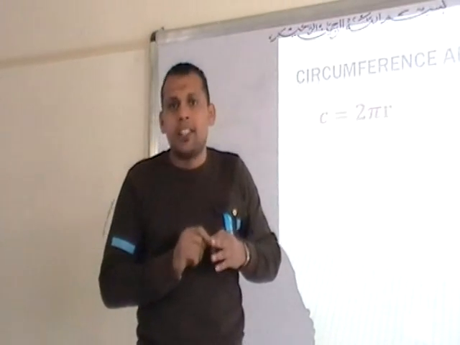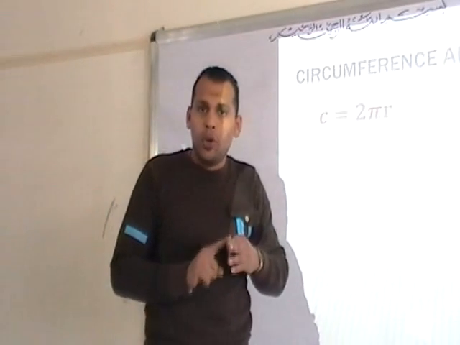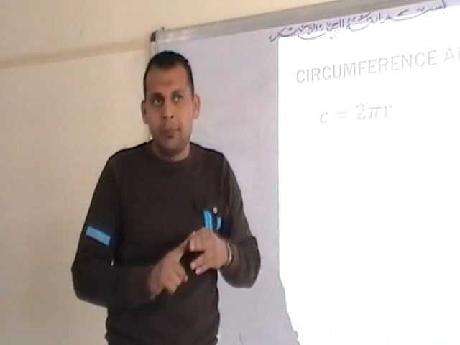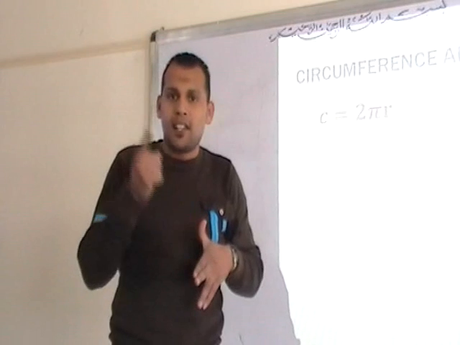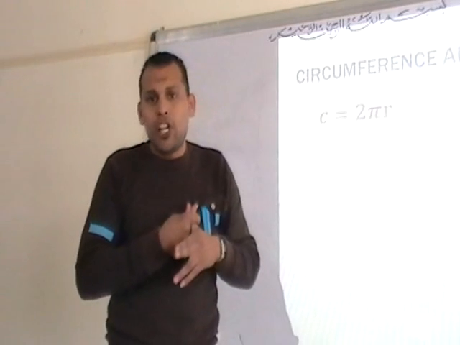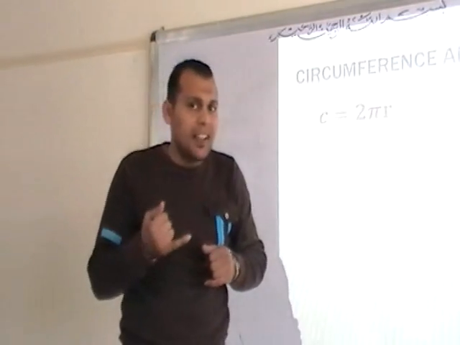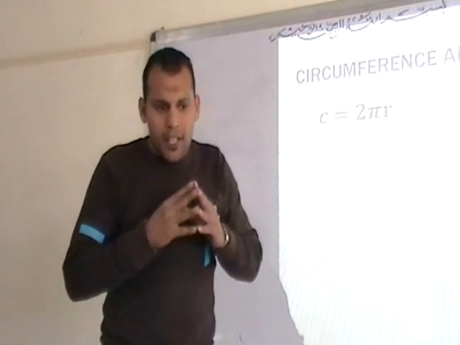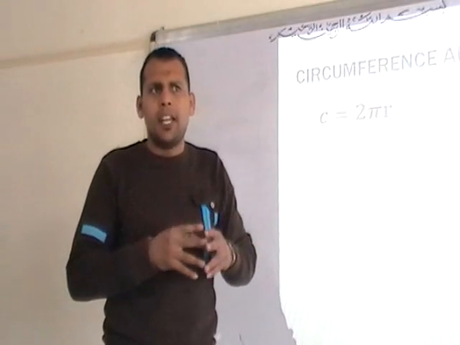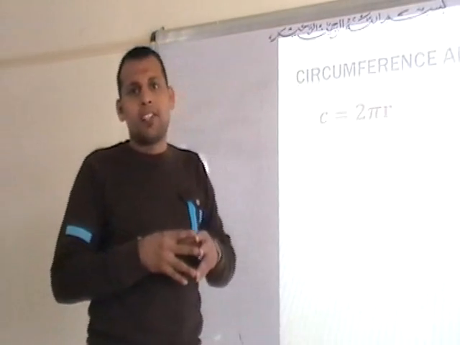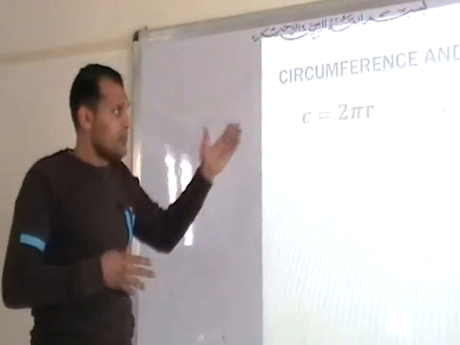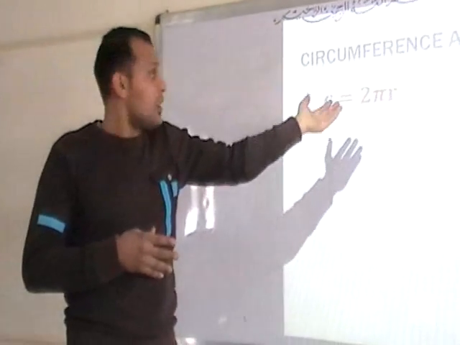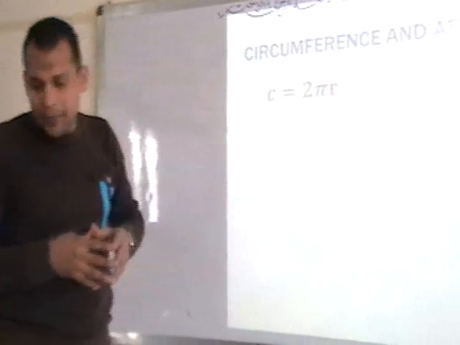After that, we studied the chord, which is a line segment joining any 2 points on the circle. And if this chord passes through the center, it changes into a diameter. We said that the longest chord in the circle is the diameter, and the diameter is the chord passing through the center of the circle. And we said that the circumference is equal to 2 pi r, and the area equals pi r squared.